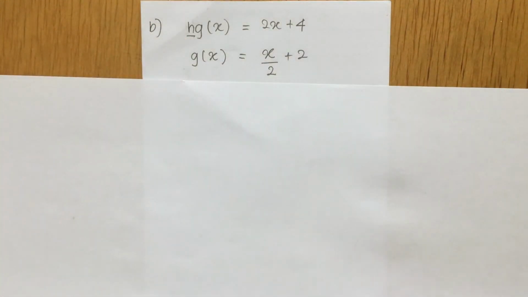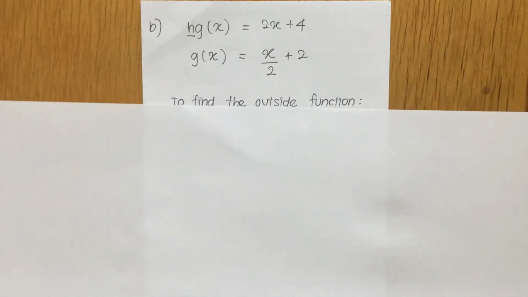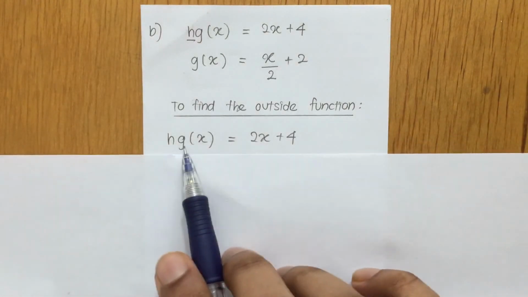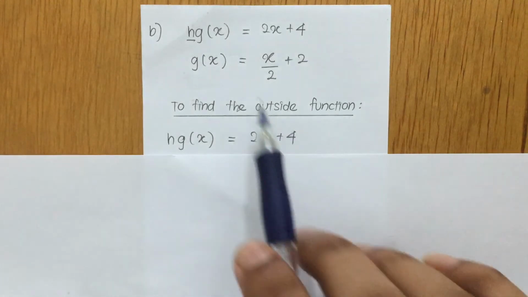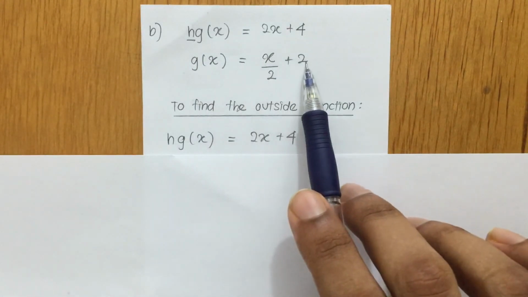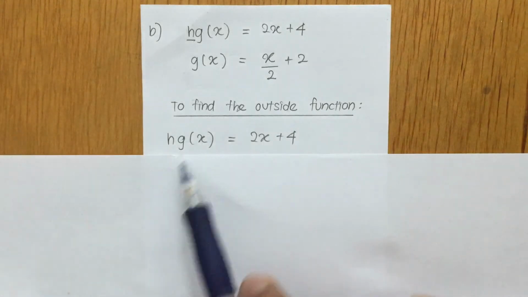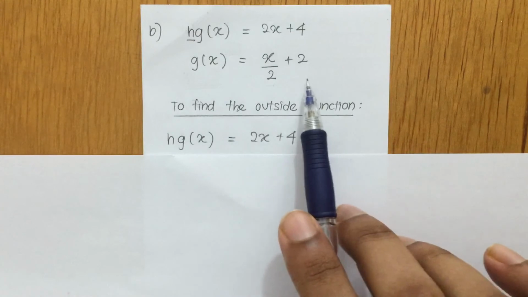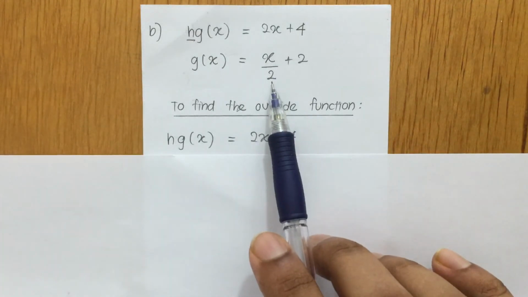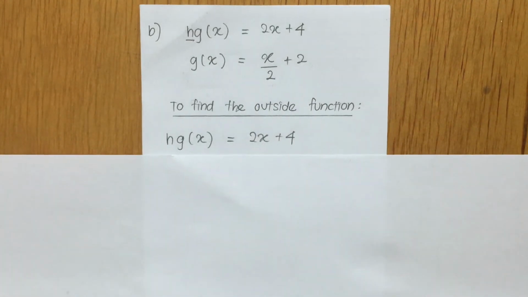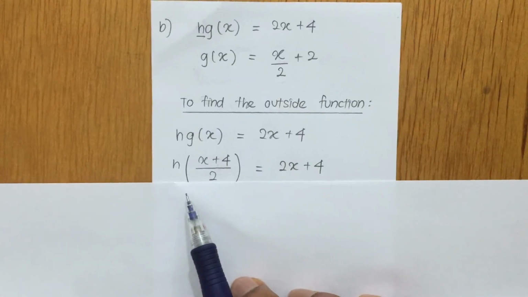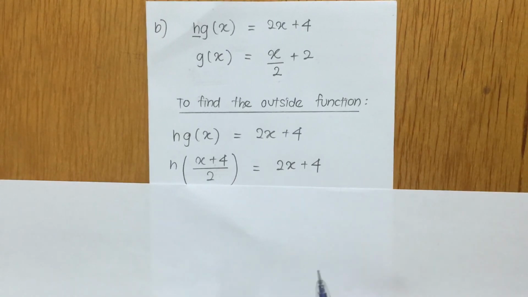So from here, how are you going to continue, guys? Don't worry, I'm going to show you the steps now. To find the outside function, you rewrite the whole equation here: hg(x) equals 2x plus 4. Since you know g(x) equals x over 2 plus 2, you substitute it here. These two separate entities you can combine into one single fraction, which gives x plus 4 over 2. From here you write h of x plus 4 over 2 equals 2x plus 4.